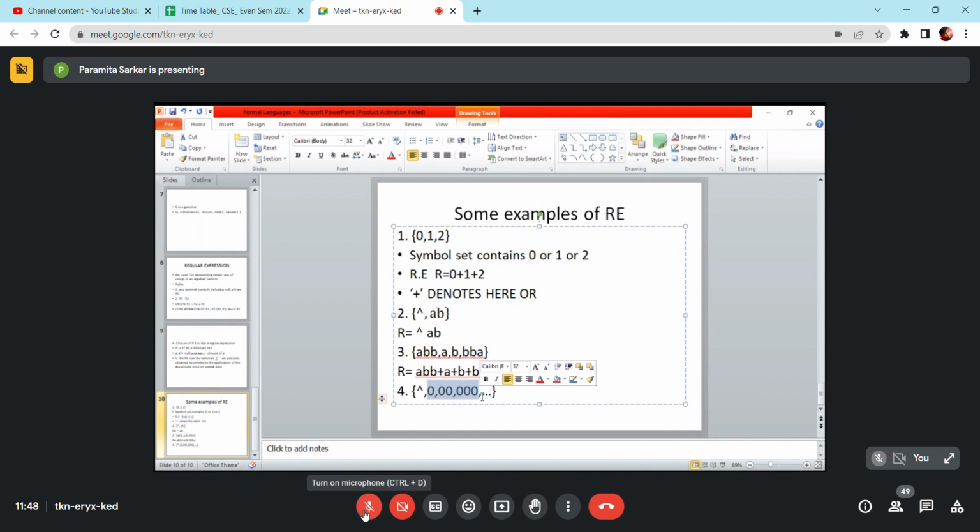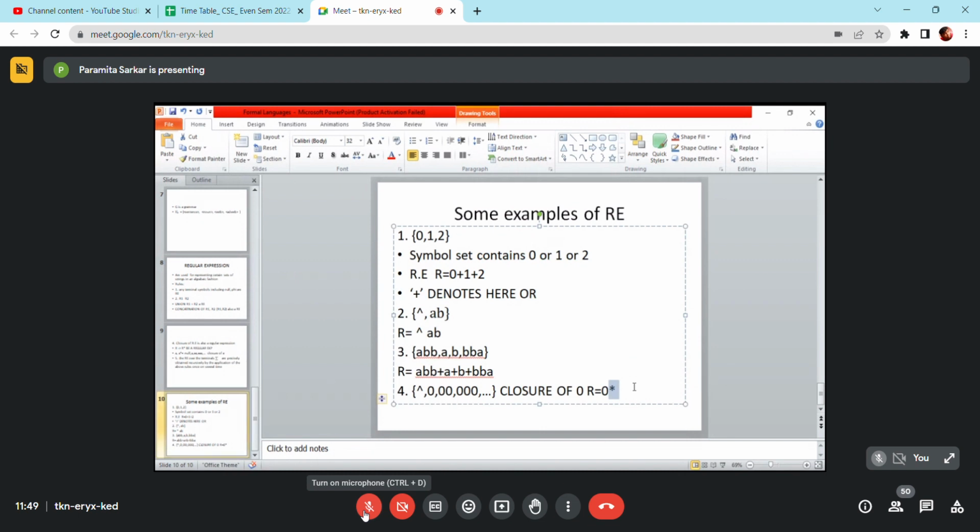How do you denote closure? In the previous example you have seen it with the star symbol. So we can denote closure of 0 with star. In closure of 0 we find this empty symbol. That means it starts with the empty symbol and can be formed with any number of zeros together. So this asterisk symbol denotes closure.